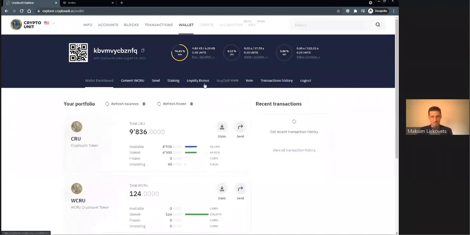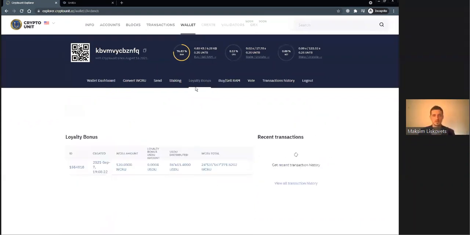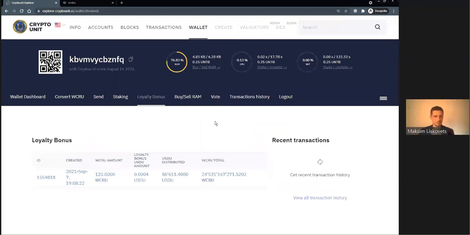We can proceed. Now, the next tab which I would like to discuss with you: we discussed so far converting WCRUs, we discussed staking, we discussed RAM, we discussed CPU and net, what they mean and how to work with it. And now I would like to go to the tab called Loyalty Bonus. So what does it mean? This page allows you, so let me zoom in for everyone to see better.